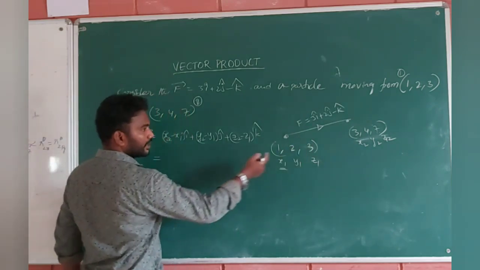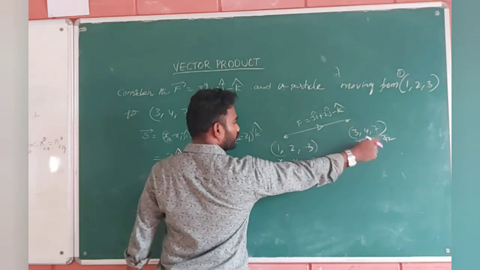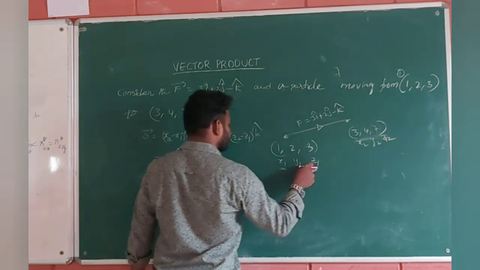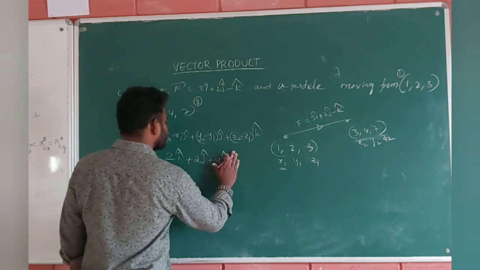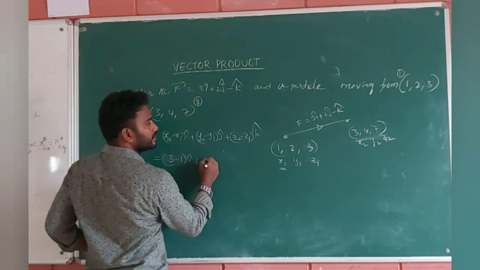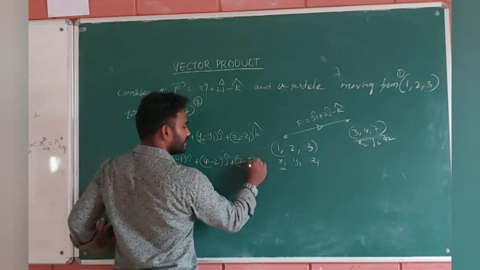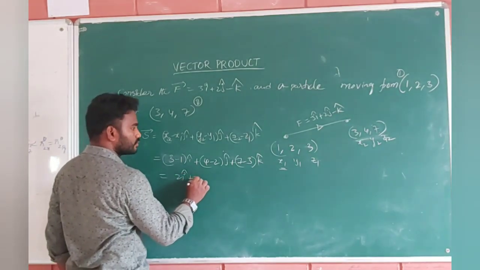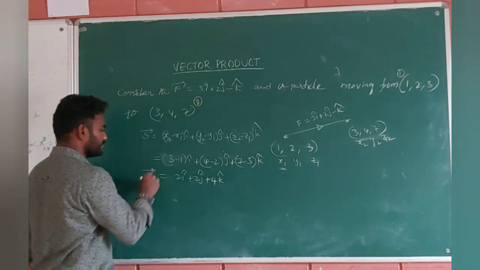Now we can substitute. x2 minus x1, 3 minus 1, that is 2 I cap. y2 minus y1, 4 minus 2, that is 2 j cap. z2 minus z1, that is 7 minus 3, 4 k cap. Write down, guys. Or else, if you want, I will take one more step here: 3 minus 1 I cap plus 4 minus 2 j cap plus 7 minus 3 k cap. So in the last step we get 2 I cap plus 2 j cap plus 4 k cap. This is called the displacement vector.